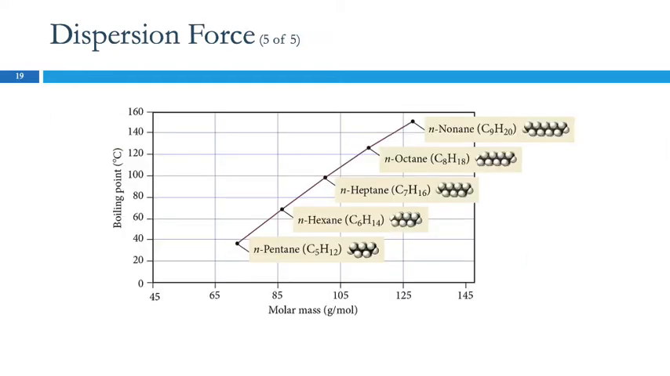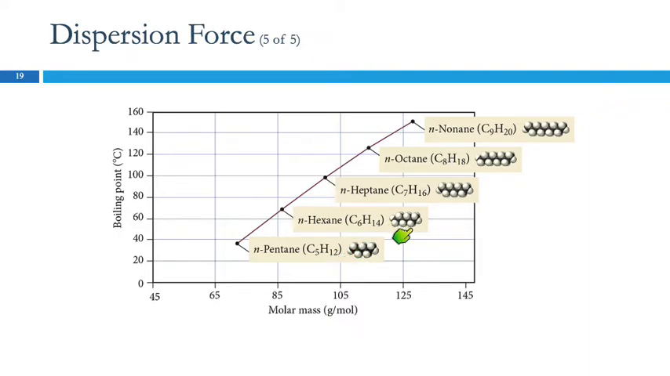Here's a comparison of some alkanes. Remember, alkanes are also called hydrocarbons. They just have carbons and hydrogens, and they're all single bonds. So these are all what are called straight chain or normal alkanes. And so the carbons are in a row, and the hydrogens are around them.